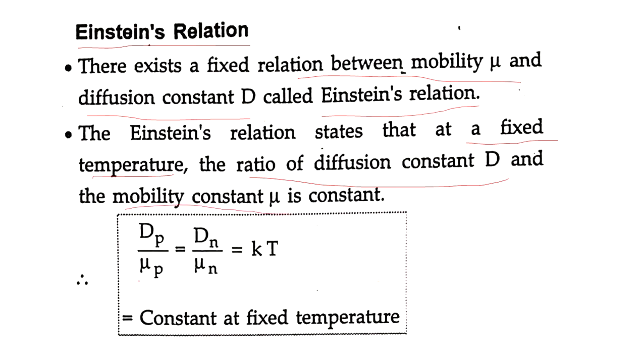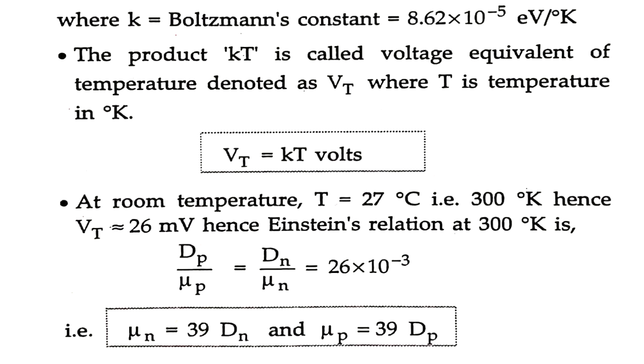So Dp by mu p with respect to the hole, and Dn by mu n with respect to electron, is equal to a constant, that is kT at room temperature. So at a fixed temperature, the ratio of diffusion constant D to the mobility mu is constant. Here k is the Boltzmann constant, which has the value 8.62 into 10 power minus 5. The product kT is called the voltage equivalent of temperature, which is denoted by Vt. Therefore Vt is equal to kT.